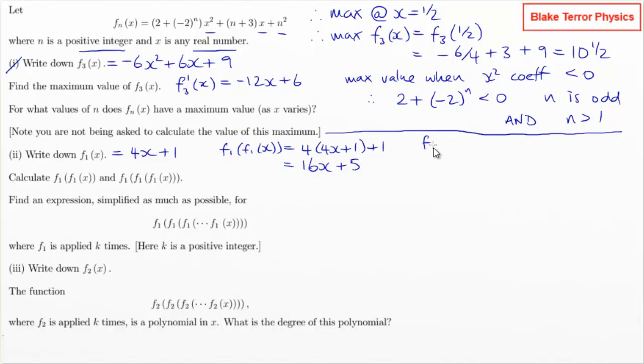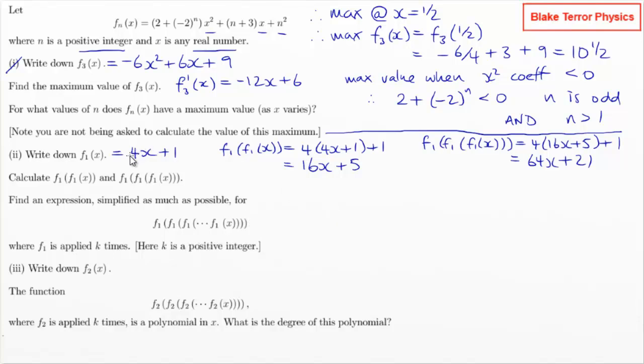So f1 of, one, two, three, close brackets, 4 lots of 16x plus 5 plus 1. 64x plus 21. Okay, find an expression simplified as much as possible for, right, we're just going to keep on nesting these up k times. K is some positive integer.